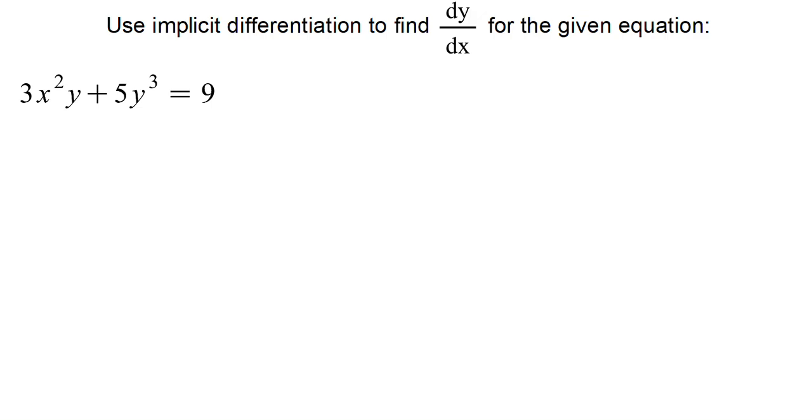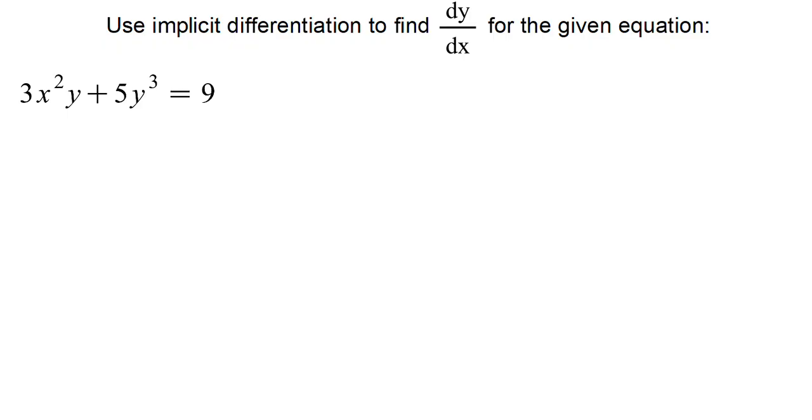Right, so this is our walkthrough for the basic implicit differentiation homework assignment. There's only 4 problems here, and so we're just going to jump right in. We're supposed to be finding dy/dx for each of the equations that's given. Our first one here is 3x squared y plus 5y cubed equals 9.